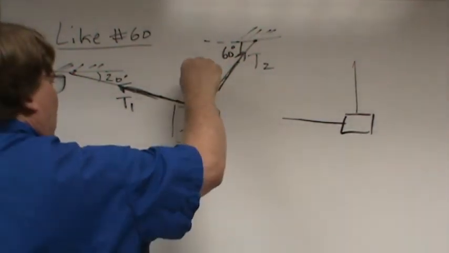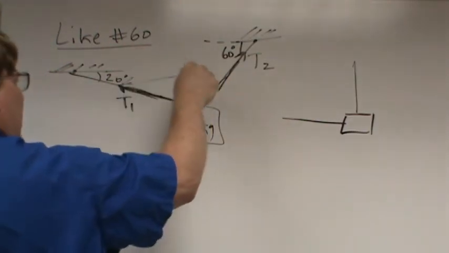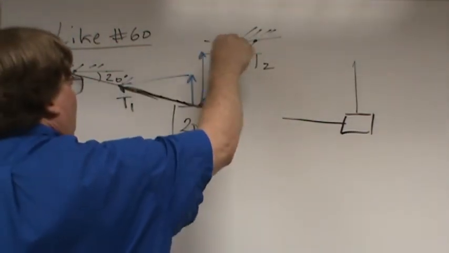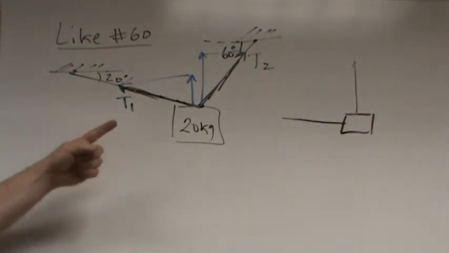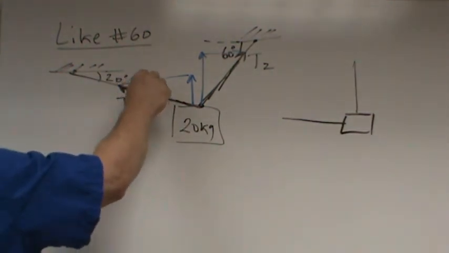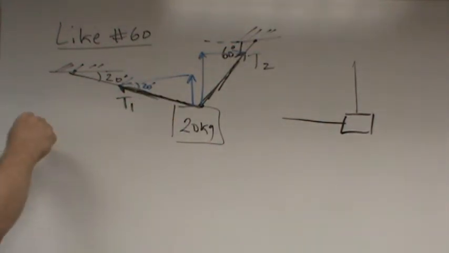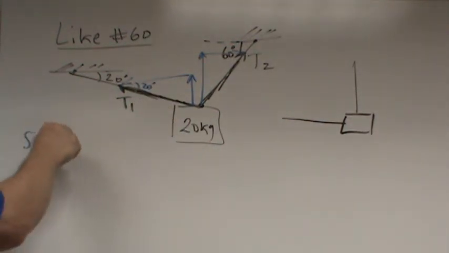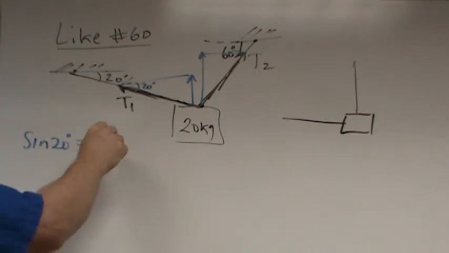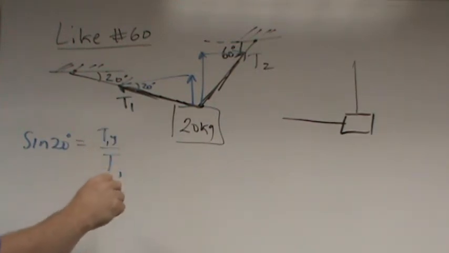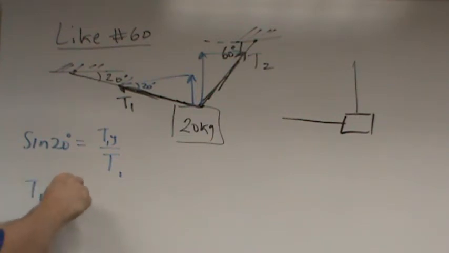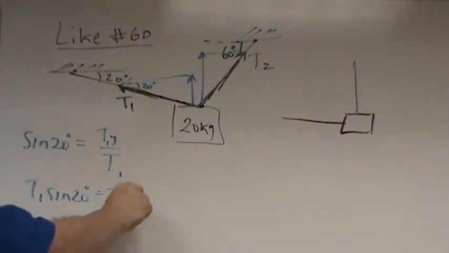Okay, so here's what you're going to do. You're going to get the x and y components, but the difference is you need to express them in terms of only one variable, T1 and T2. And here's how you're going to do it. This is a 20-degree angle, right? So are you okay that the sine of 20 degrees equals T1y over T1, which means T1 sine of 20 degrees equals T1y.